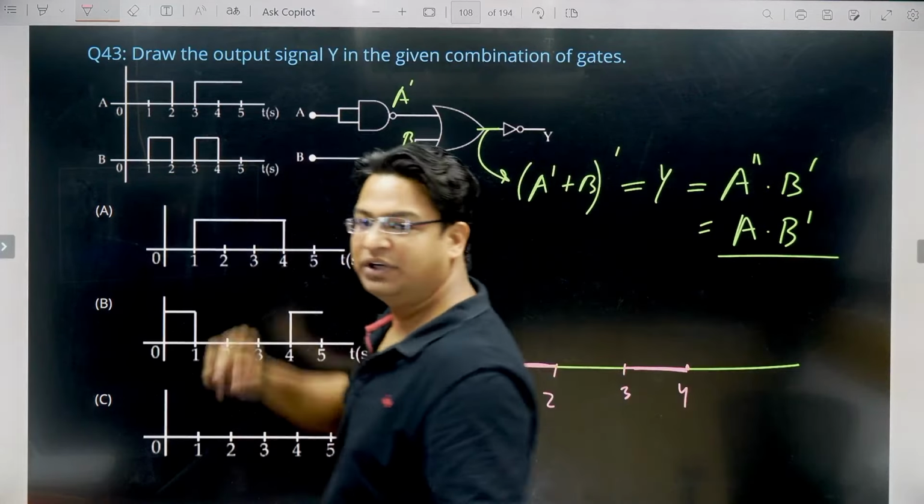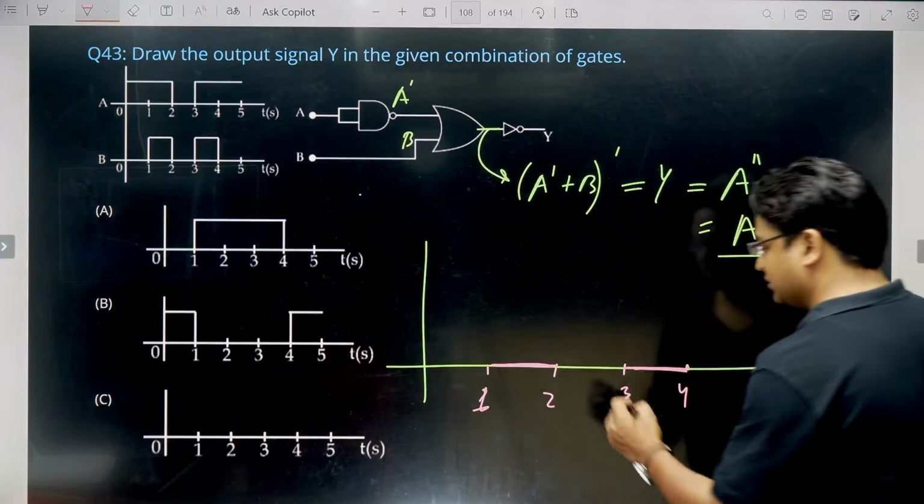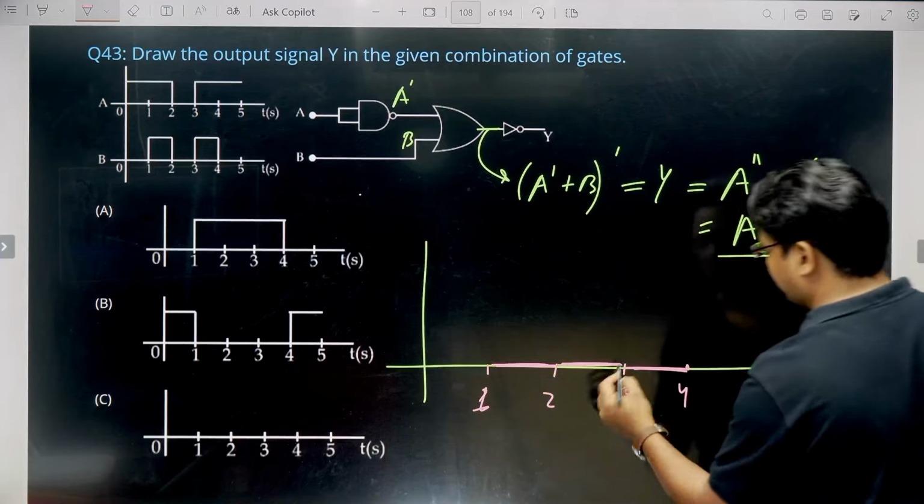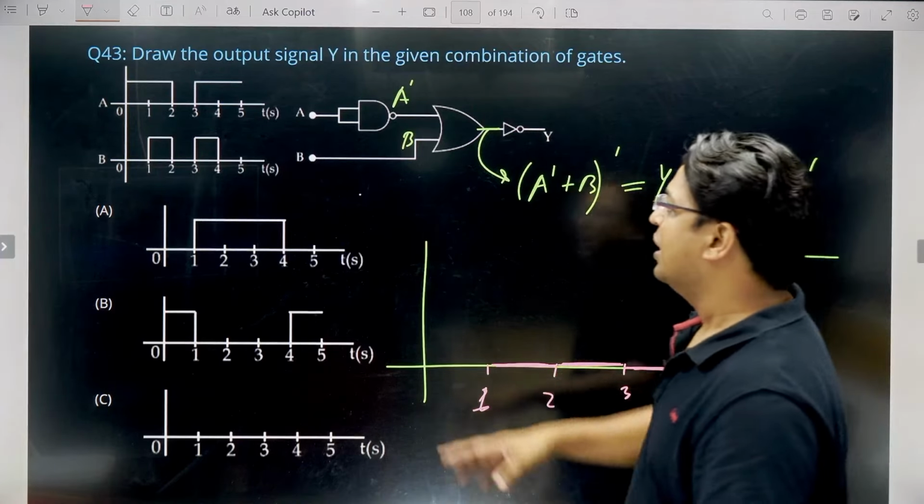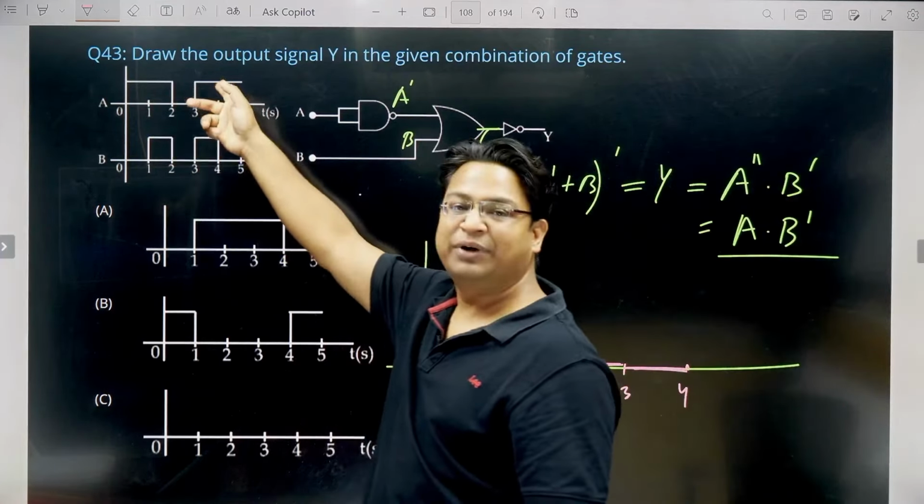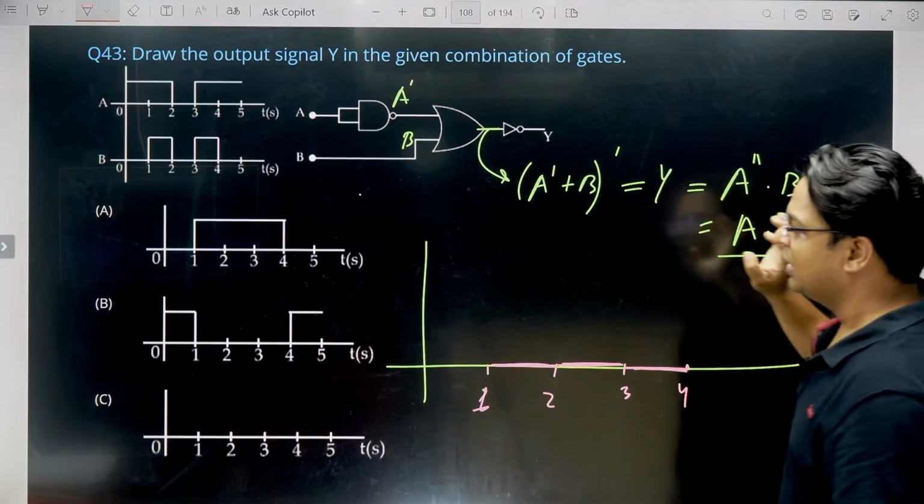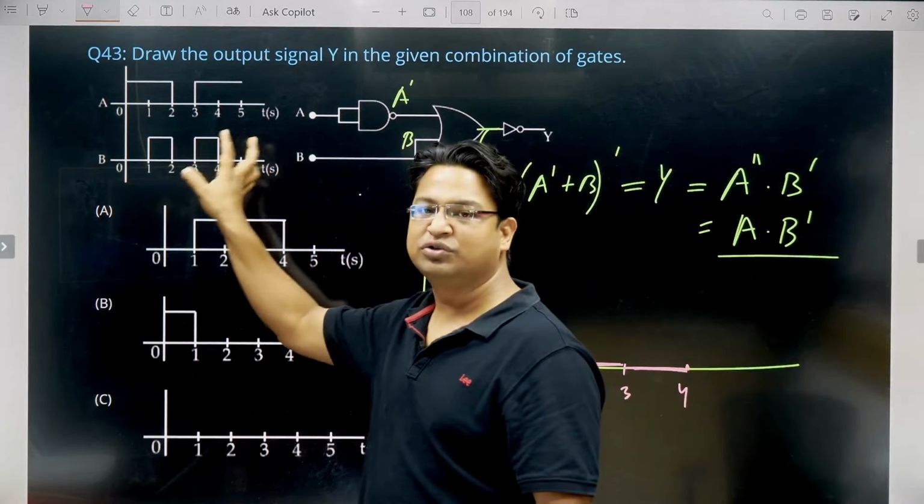So A was 0 between 2 and 3. Between 2 and 3, we have not made any decision yet. But now I know that between 2 and 3, it will also be 0. Outside of 2 and 3, A is 1, so this is permanently 1 outside 2 and 3. And except these two, B is 0, so B complement will be 1.